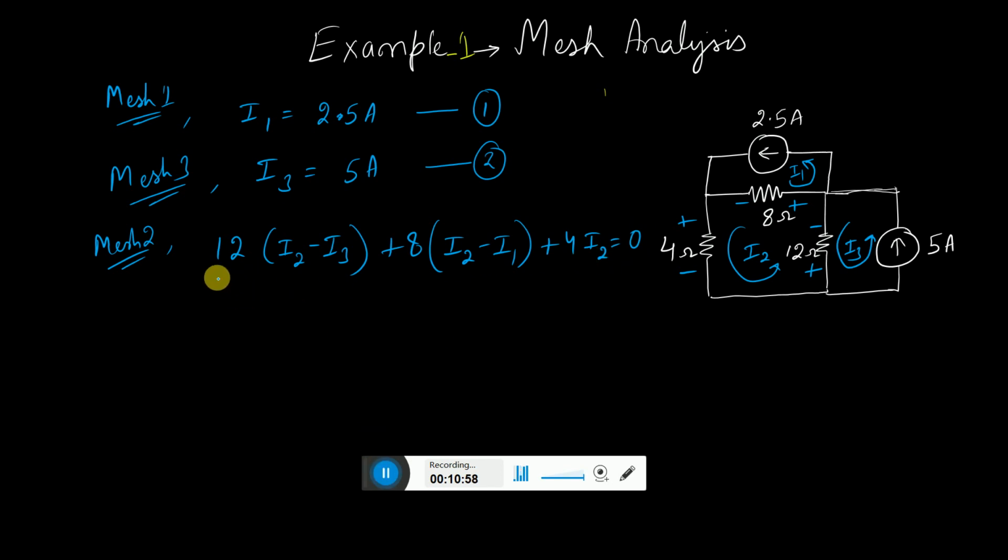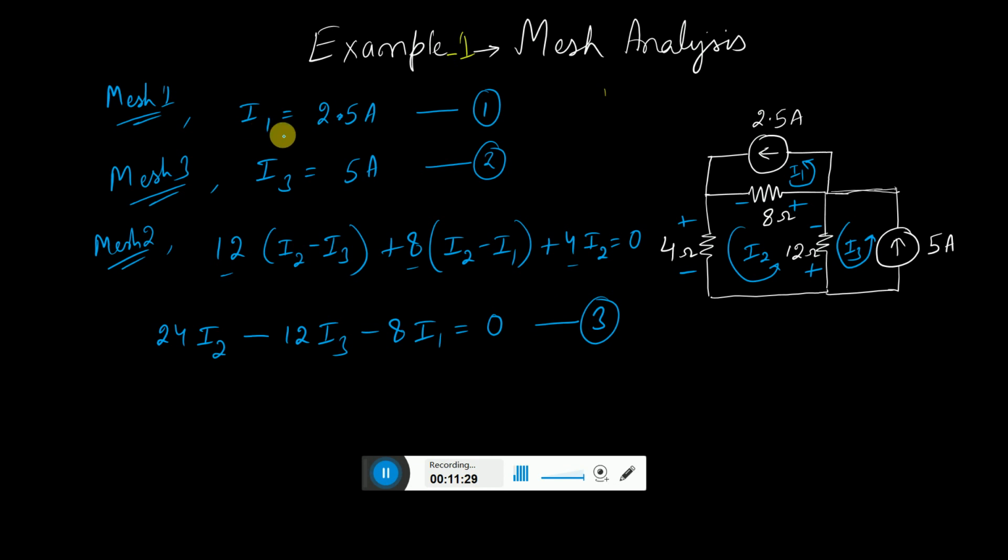In this equation, let us take all the coefficients of I2. So we have 12, this is 8, and this is 4. So it is equal to 24 I2, which is one common term. Another is 12, take it as I3, that is 12 of I3. And then we have I1, so minus 8 of I1, and that is equal to 0. And this is how we get the third equation. So we have now got a third equation.